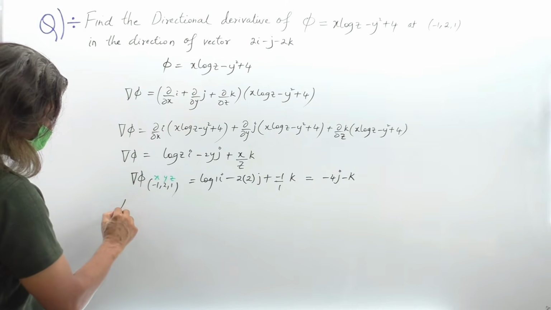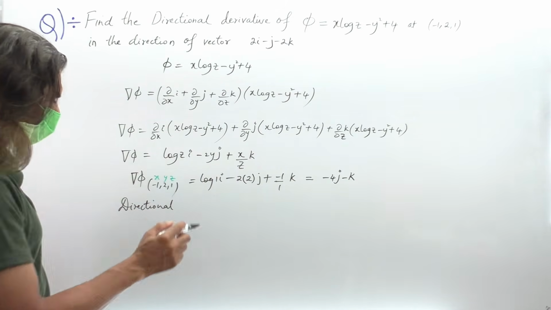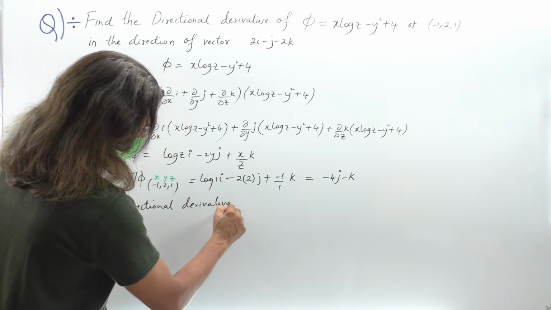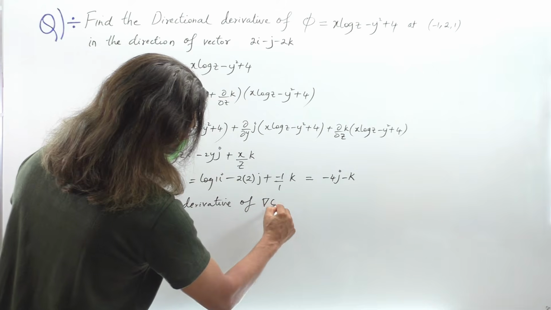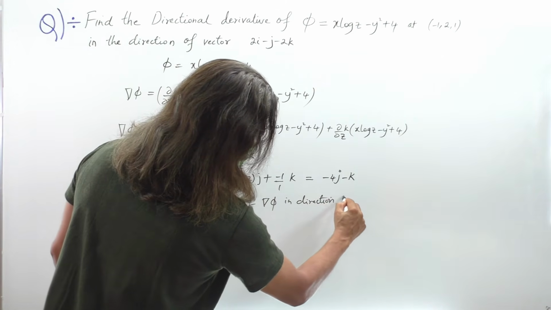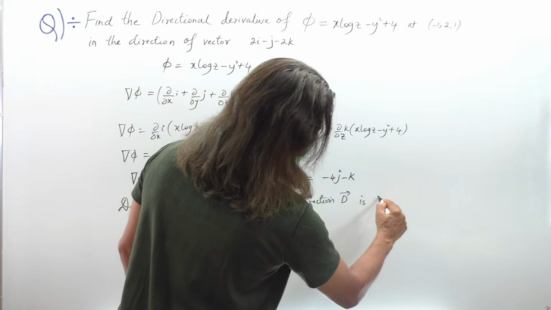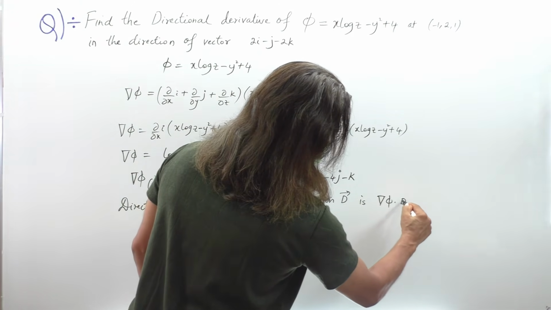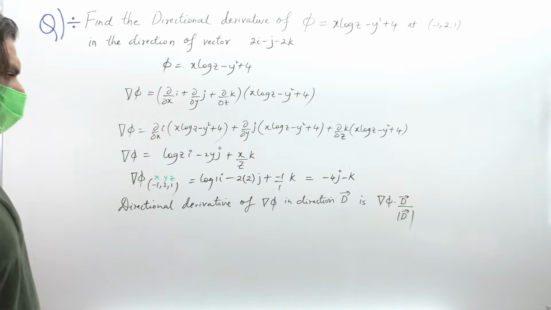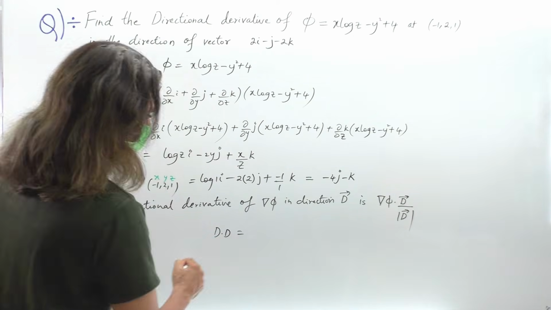Therefore, we now have the formula. Please write it down in the exam. The directional derivative of phi in the direction of d vector is del phi dot d vector, whole divided by the modulus of d vector. Fine. Therefore, we can write the directional derivative is equal to del phi.